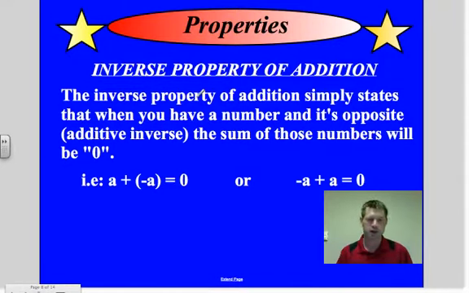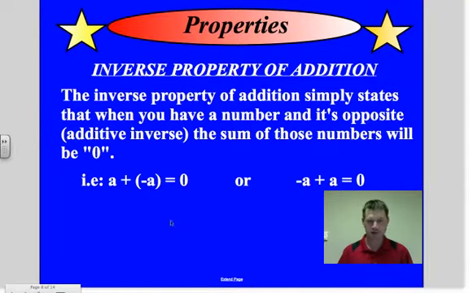Okay, the inverse property of addition simply states that when you have a number and its opposite, also known as an additive inverse, the sum of those numbers will be 0. So as you can see, if I take a plus a negative a, I'm going to have 0. Or negative a plus a, I'm going to have 0.